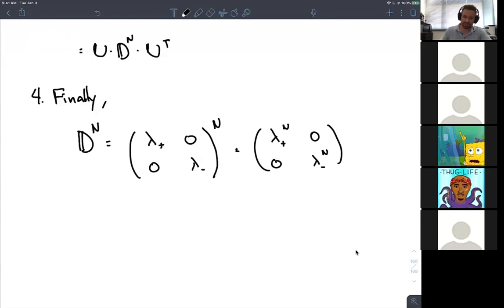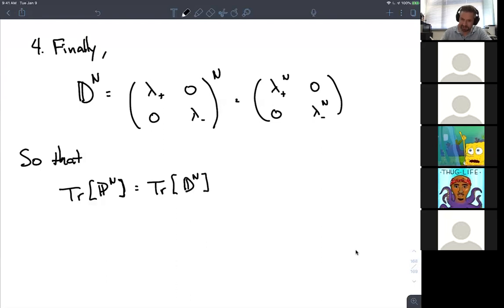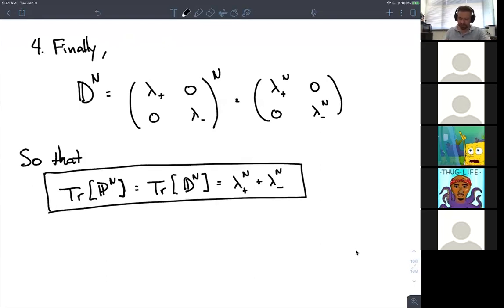Okay, so in other words, combining all of these cool matrix facts together, what we get is that the trace of P to the n has to be equal to the trace of D to the n, and we know what that is. It's just the sum of the eigenvalues of P raised to the nth power. And notice that's our partition function. Whew.